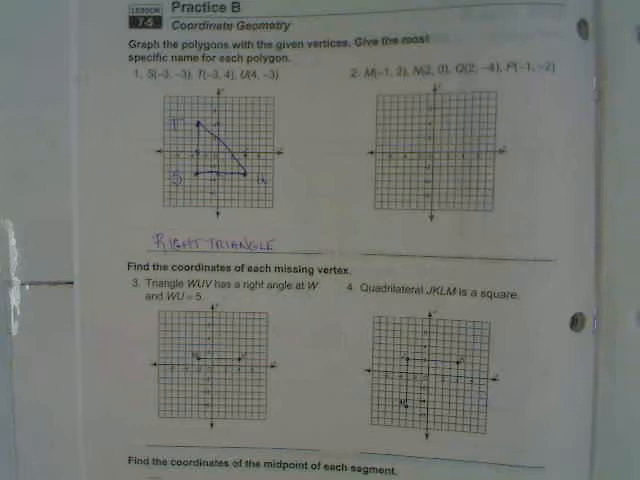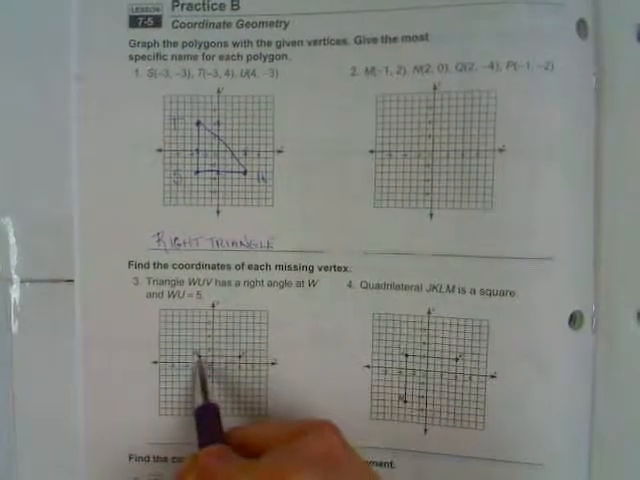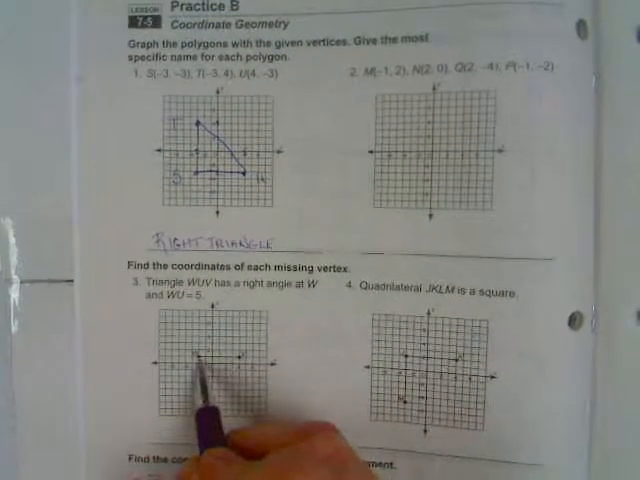Okay, let's go ahead and take a look at 3 and 4. You're going to approach 3 and 4 in the same way. I'm going to take a look at question number 3. It says that triangle WOV has a right angle at W, and WU equals 5. Okay, so we know that where this is here, the W is going to end up forming a right angle.